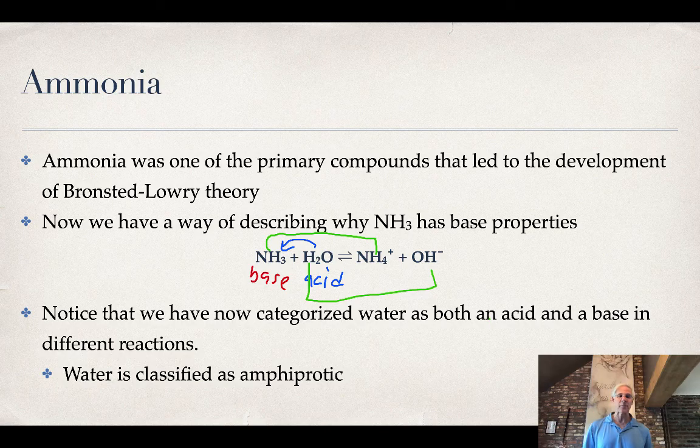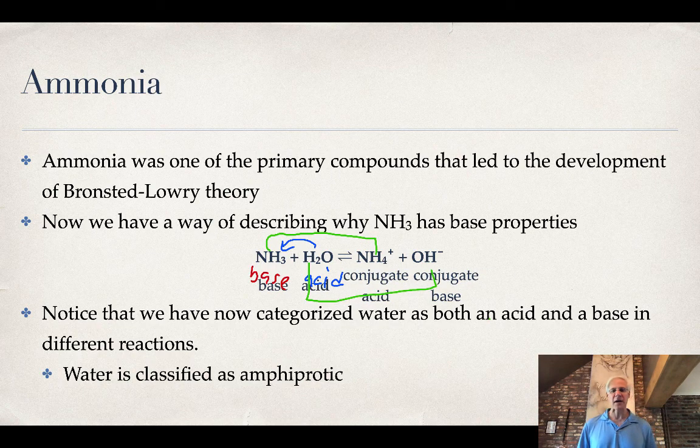And when you have a substance that does that very commonly, we refer to that compound as amphiprotic, which means it can go both ways with protons. Kind of like an amphibian means both land and water. Amphiprotic means it can donate or accept protons.